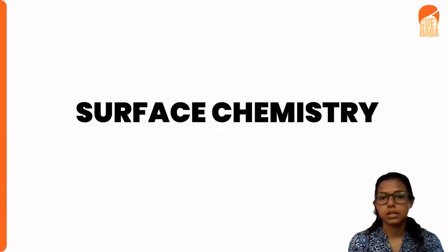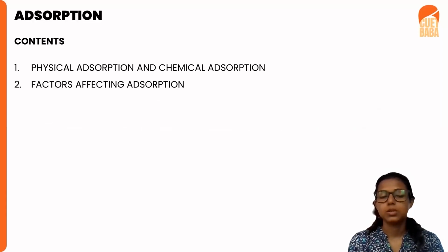Now we are going to discuss surface chemistry. In today's class, we are mainly going to discuss adsorption. The contents of today's class include physical adsorption and chemical adsorption, the differences and similarities between physical and chemical adsorption. And we are also going to discuss the factors affecting adsorption. There are several factors. We are going to discuss all of them one by one.